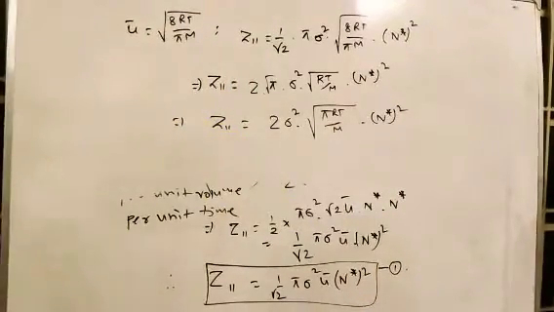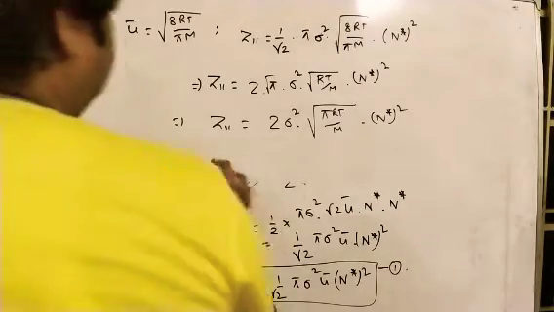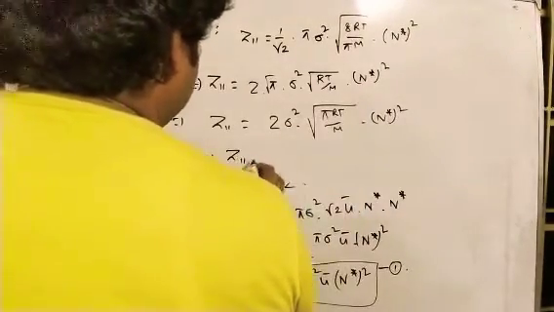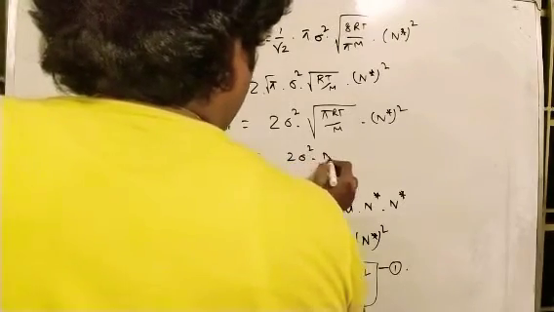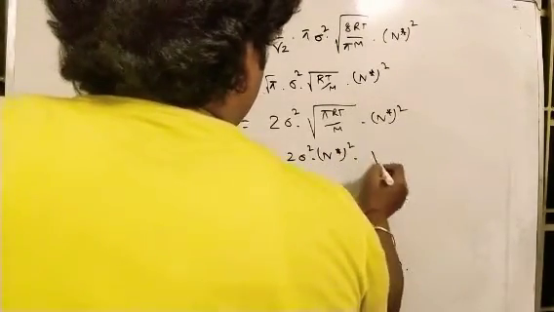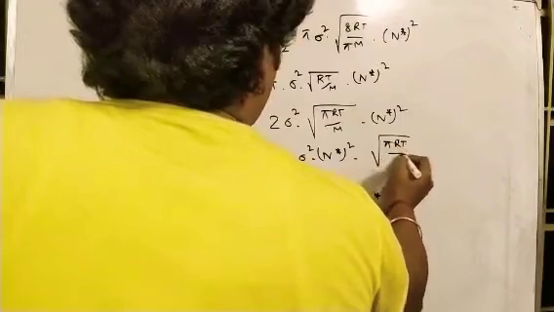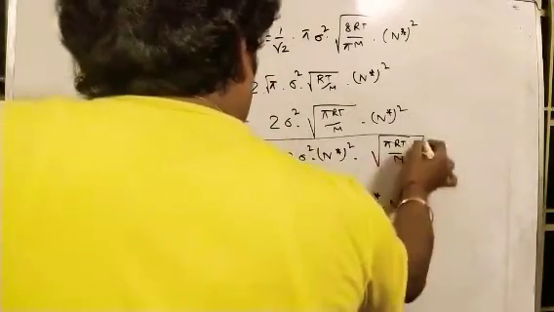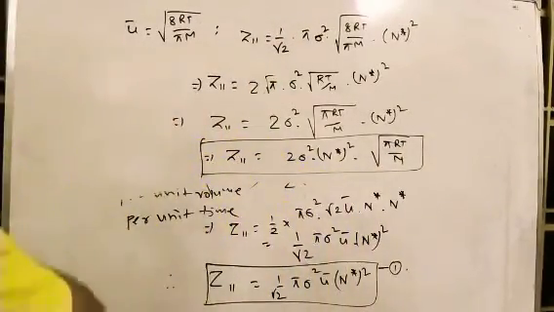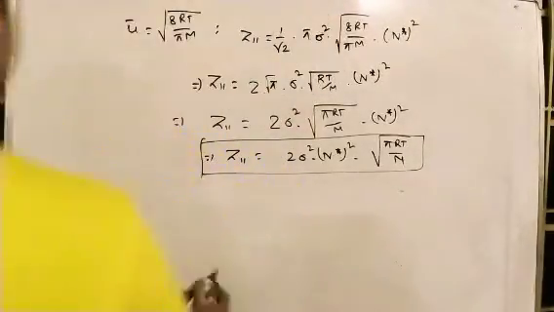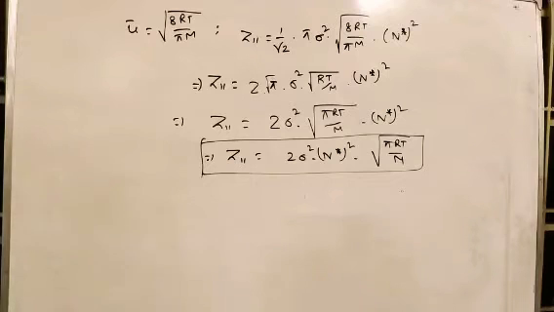Check with your answer. So it is 2 sigma square into n star square root over pi RT by m. I can keep this thing also here. So Z11 is equal to 2 sigma square into n star square root over pi RT by m. So this is your collision frequency. And what is that? It is the bimolecular one.